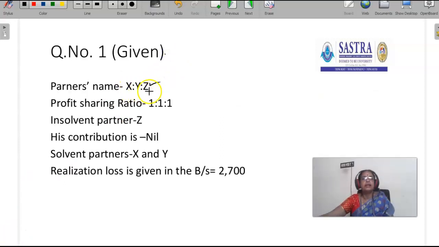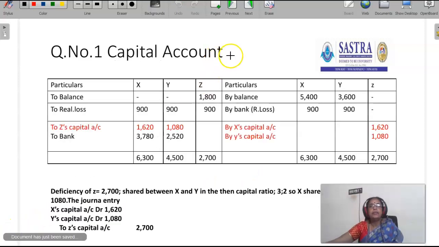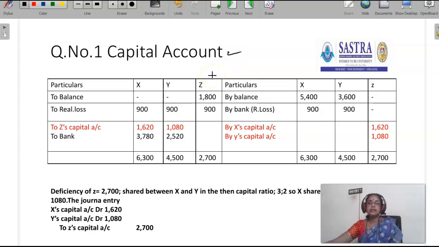Partners' names X, Y, Z. Profit sharing ratio 1:1:1. Insolvent partner name is Z. His contribution from his private estate is nil. Solvent partners are X and Y. Realization loss given in the balance sheet is 2,700 rupees. In this problem, we can directly prepare capital account of the partners because realization account net result is already shown in the balance sheet.